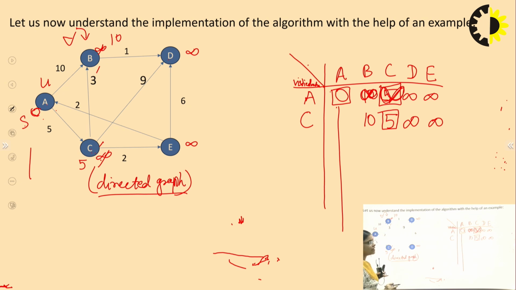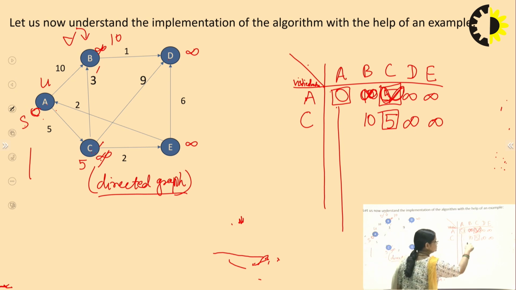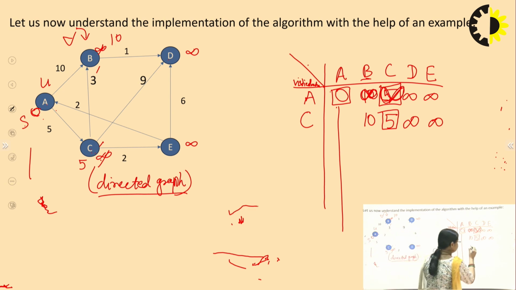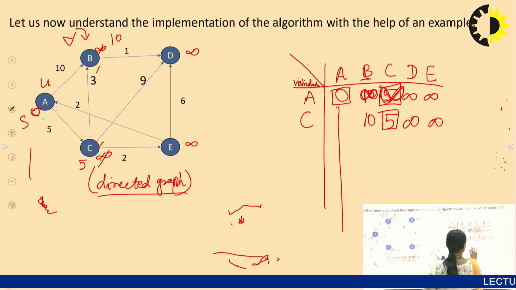Now I have to calculate the distance of C to B. How are you going to calculate? Already C has got the 5. Now 5 plus 3 is 8, and 8 is less than 10. So we are updating the distance. We are updating the distance to 8. Clear?